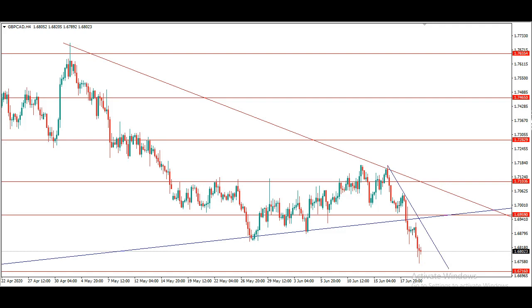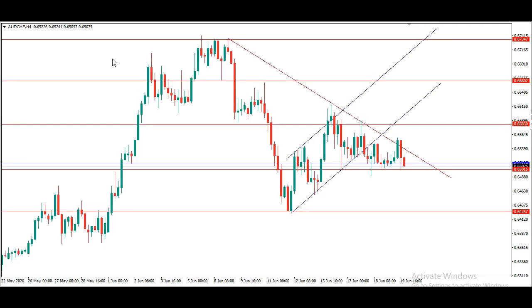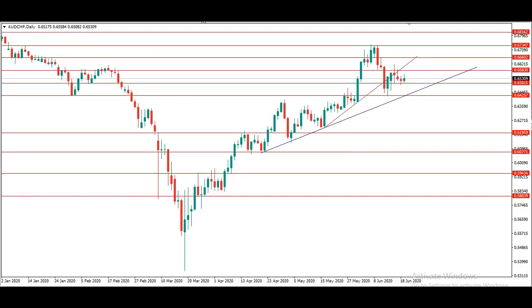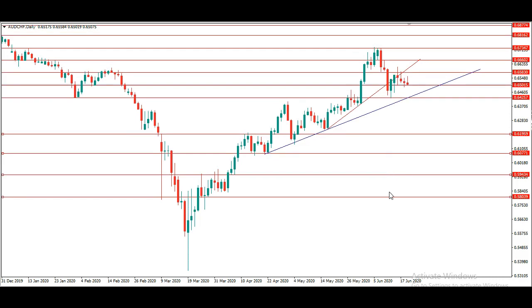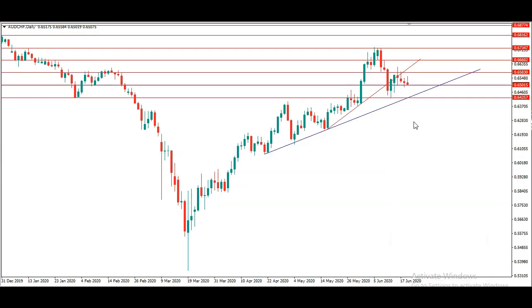Okay, so that's going to be all on pound card, and let's go to the last pair for today, AUDCHF. Alright, so here we go. This is the daily time frame on AUDCHF, and I have the levels I'm going to be paying attention to all highlighted. So right now, what do we have from the daily time frame?